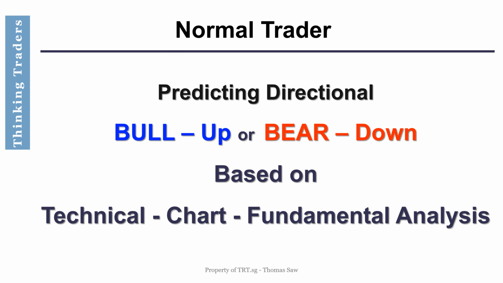Most of the time, a normal trader is bullish or bearish. I repeat again, based on technical chart and fundamental analysis. But wait, fundamental analysis is not suitable for tactical trading. Means what? Anything less than 6 months based on FA is not suitable. Fundamental analysis is based on company earnings reports and is best for what? Intra-year or multi-year trading cycles.